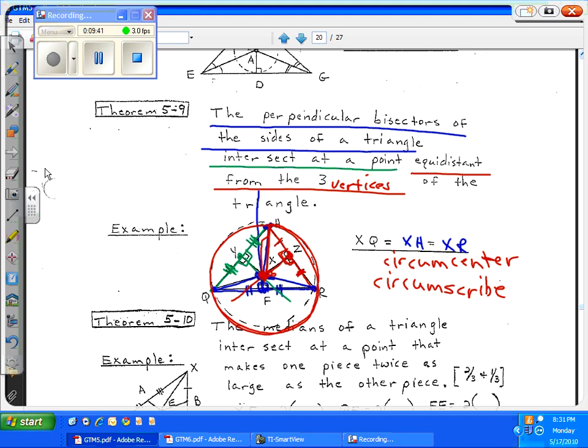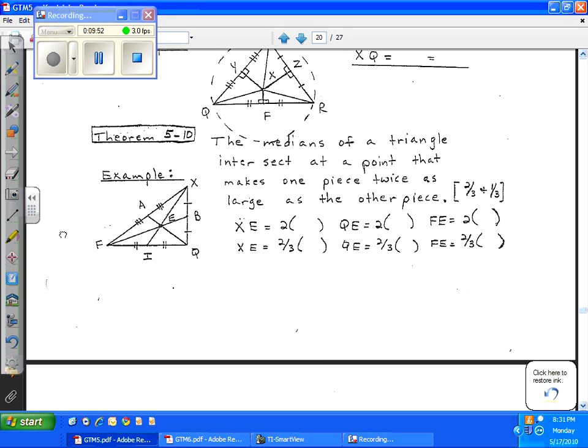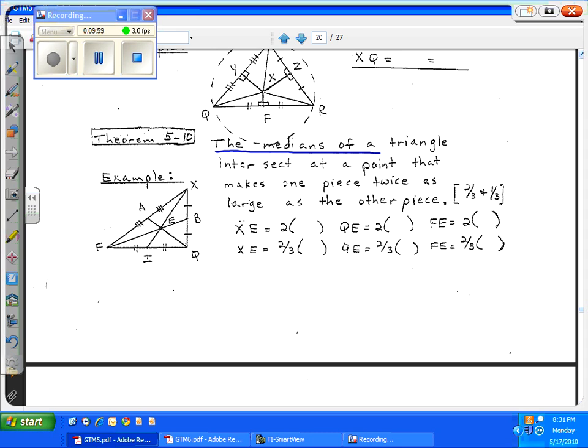So we've talked about the concurrency of the angle bisectors. We talked about the concurrency of the perpendicular bisectors of the sides. Now we're going to talk about the concurrency of the medians. Remember that a median of a triangle is a segment from a vertex to the midpoint of the opposite side. The medians of a triangle intersect at a point, which means that they are concurrent.